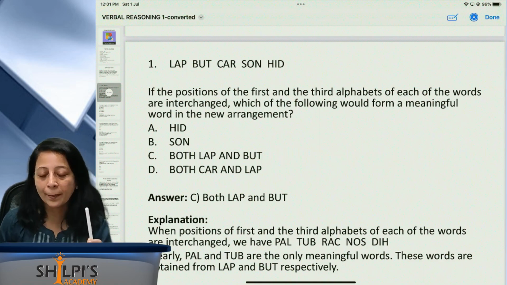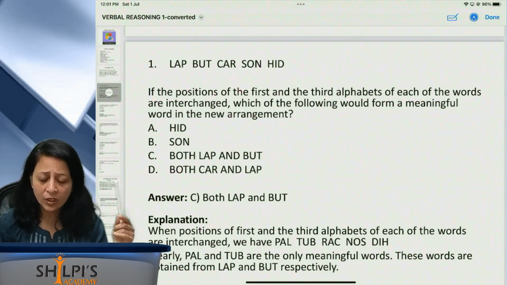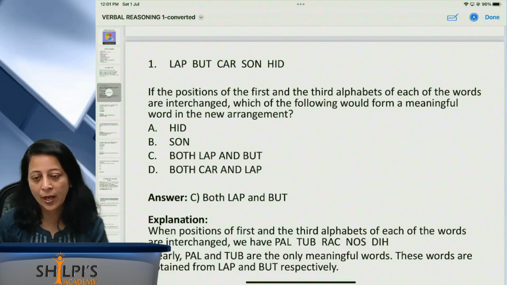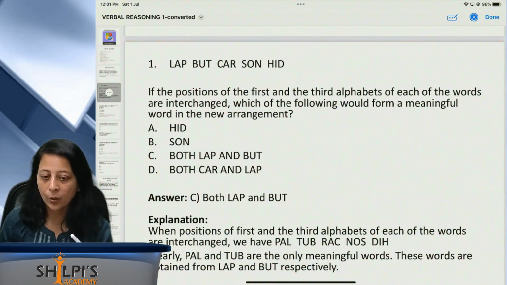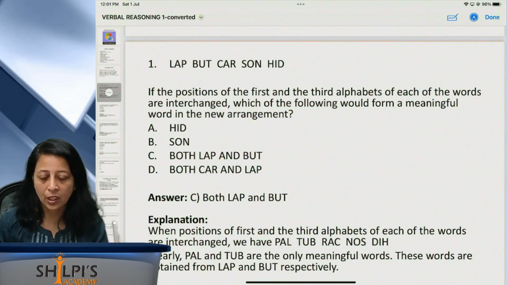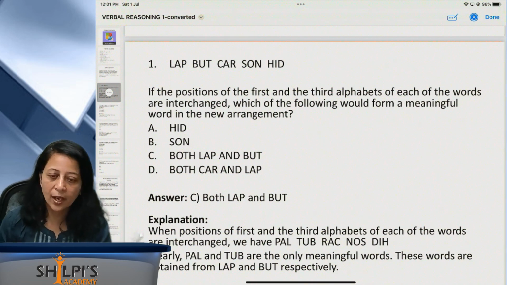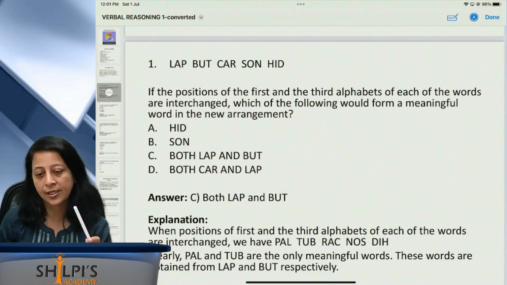So what they mean to say is LAP, lap. Okay, that is how we spell lap. So if you interchange your first alphabet and your third alphabet, meaning L to P and P to L, it becomes, instead of LAP, PAL, PAL. Okay. And let's go for the next word, BUT. If you interchange, it becomes TUB. Then CAR, RAC, SON, NOS, HID, DIH. So just go through this. Just see to it which makes sense.